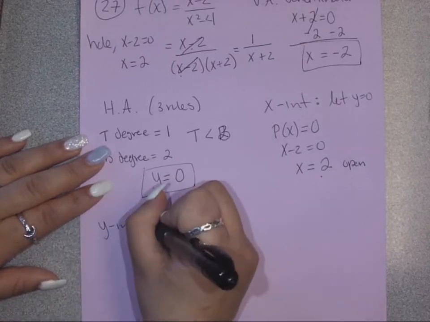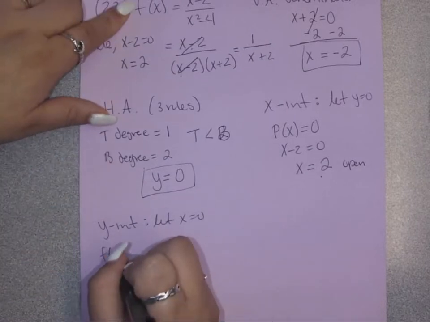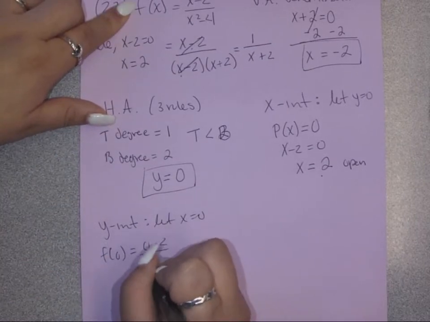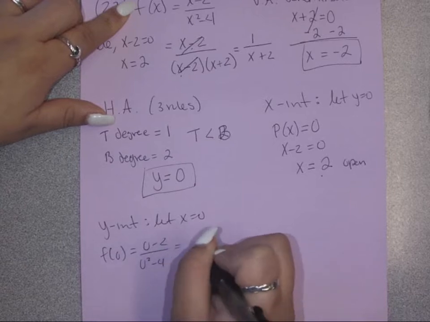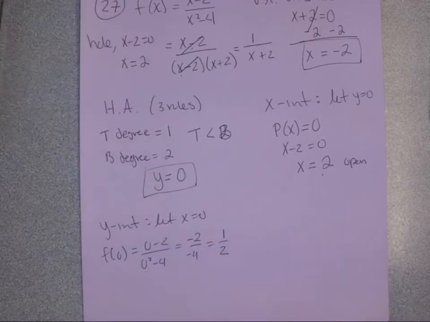So by finding our y-intercept, we're letting our x be 0 now. So we go back to our function. Everywhere we see x, we're going to go ahead and plug in 0. So we end up with negative 2 over negative 4, which simplifies to 1/2.